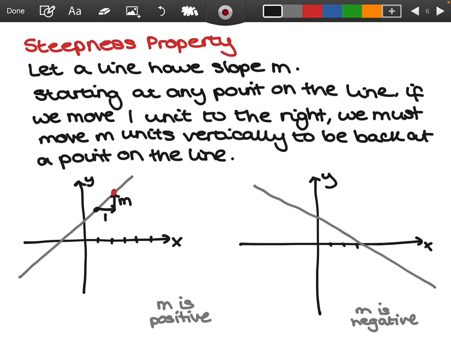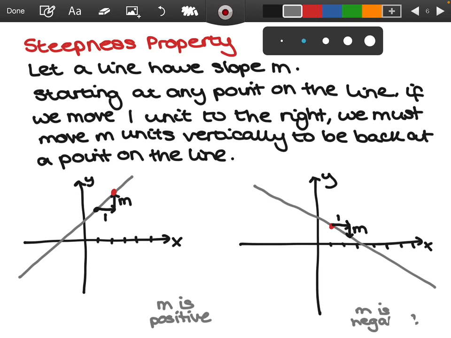Again, let's plot out a couple units. If I start at a particular point on the line, and I move 1 unit to the right, exactly like the steepness property says, in order to end up back on the line, I have to, in this case, move m units down. So I've moved m units down when I've moved 1 unit across in order to land back on my line here. So if m is positive, you move m units up to land back on the line. If m is negative, you move m units down.